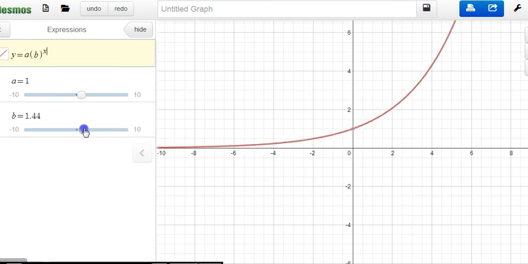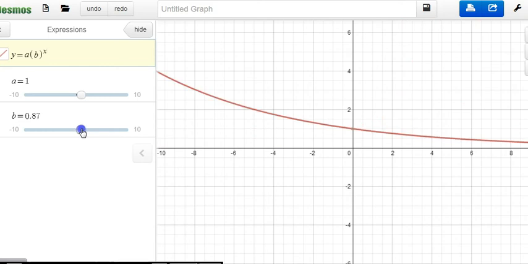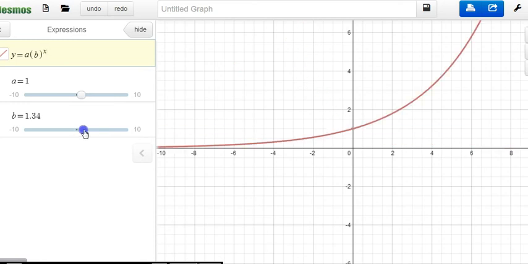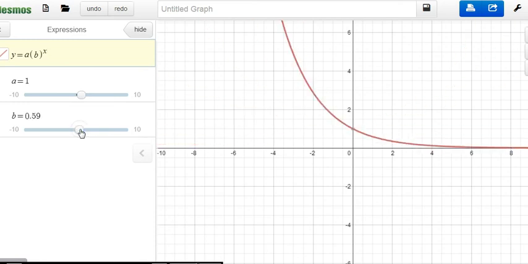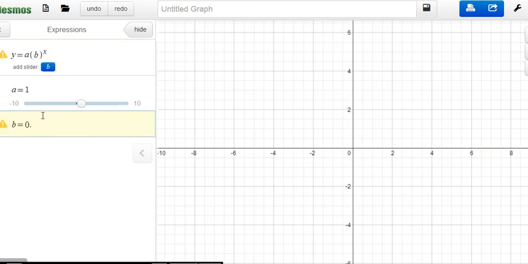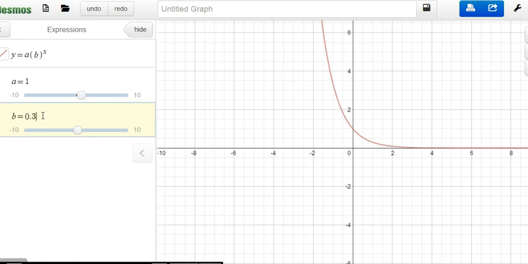Okay, and then we hit 1 where we're not defined, right? That's our flat line. We go below 1, and now it becomes decreasing. And the smaller that b gets, the greater the rate of decrease, right? That it's going down faster. So if we go from 0.59 and change that to 0.3, you can see that that's decreasing faster. It's steeper up here, but it's coming down faster. So as we get closer to 0, we're coming down faster.